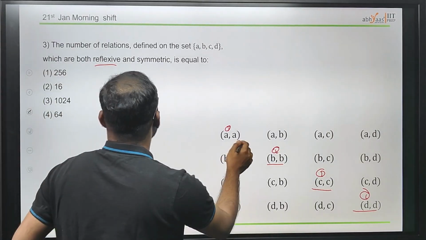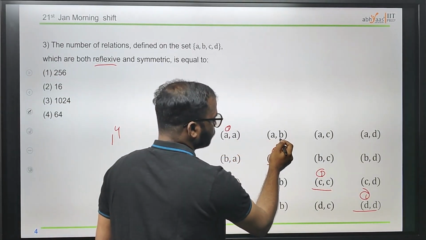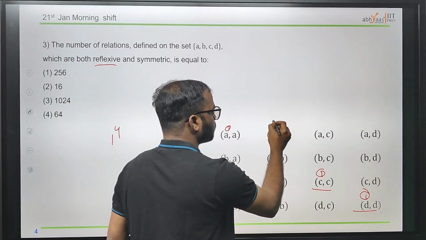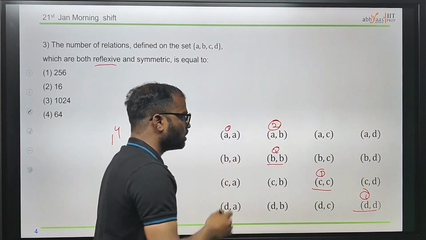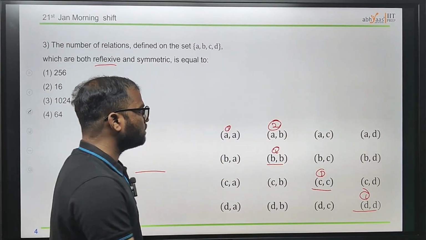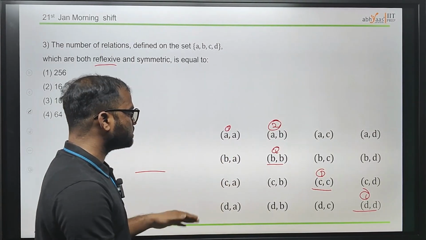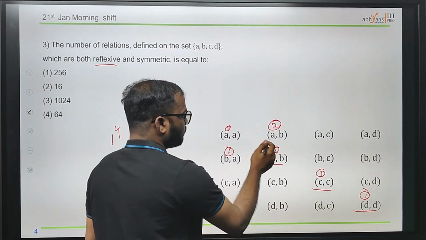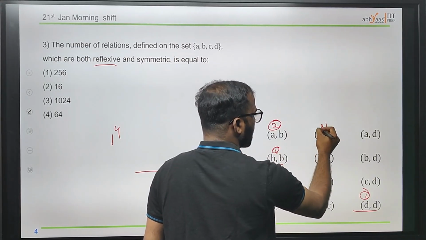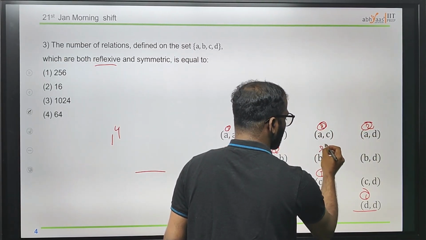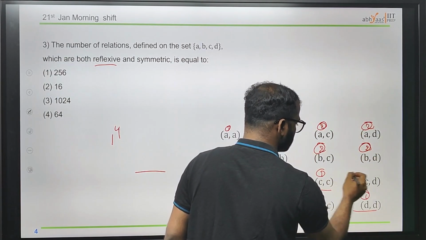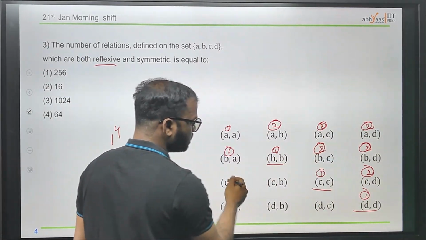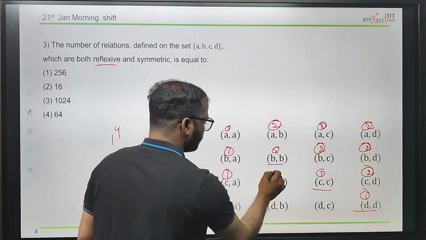And coming to the symmetric property of the others, we have (a, b). Either we select this or not, so this may have 2 ways. But coming to (b, a), this can happen only when (a, b) happens. For that reason the possibility of this is only 1 way. Therefore for (a, b) and (a, c), we also have 2 ways and 2 ways. Similarly for this also 2 ways, this also 2 ways, and this also 2 ways. And if this happens, then only this happens, therefore we have only 1 way.